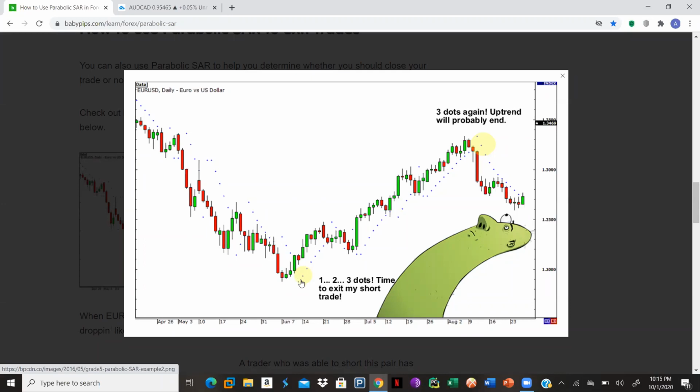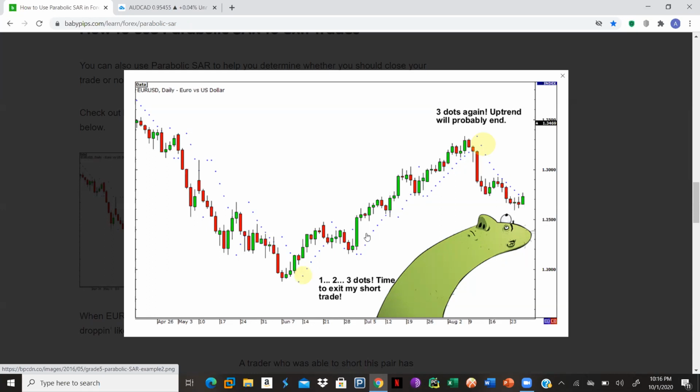And then 1, 2, 3 dots were telling the trader it's time to exit from the short, from the sell trade, and go with an uptrend because the trend has changed. So it comes before even the market changes the trend. The SARs come before the market even changes its trend. So it's a clear indication to tell the trader that the downtrend has ended. Now it's going for an uptrend.